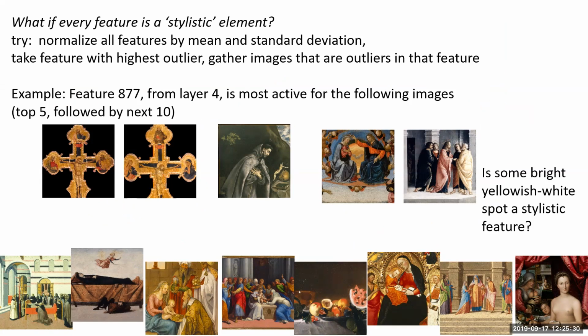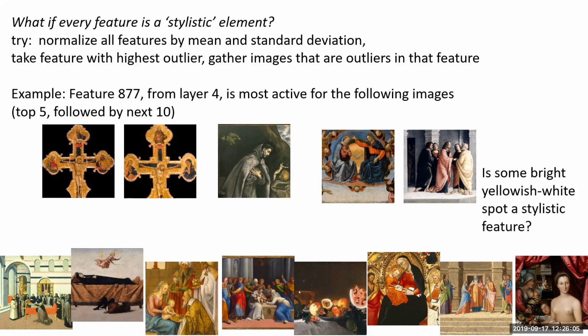And I also said, well, what if, instead of basing our analysis on clusters, we look at features and imagine that each feature is doing something that's stylistic? So I took all the features, I normalized their activity by the mean and standard deviation across images. I took features with the highest outliers, and I gathered those images that are outliers in that feature. So for example, here's a feature from layer 4. It had some relatively big outliers, and it was most active for the following images.